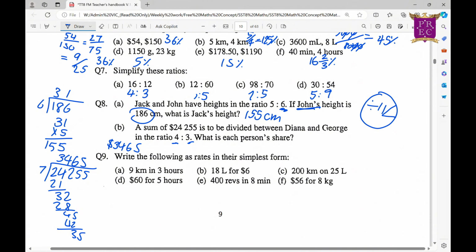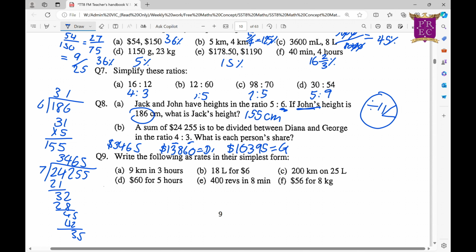So one part is 3,465. Okay, to find out what each person has, we need to times that one part by either 4 or 3. So to find Diana's, we do 3,465 times 4, which gives us 13,860 for Diana. And we do the same thing for George, we just times it by 3 instead, so 3,465 times 3, which gives us 10,395. Okay, that's George's share. And that's it. That's all you've got to do.